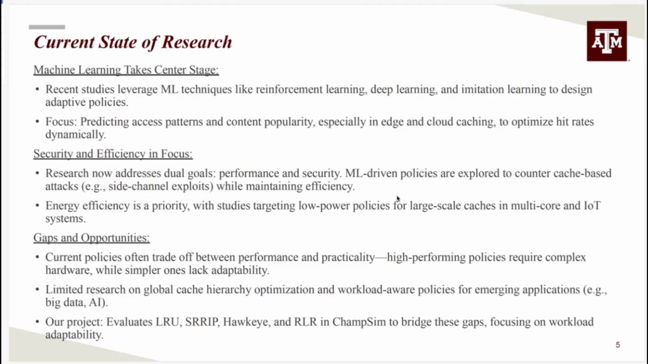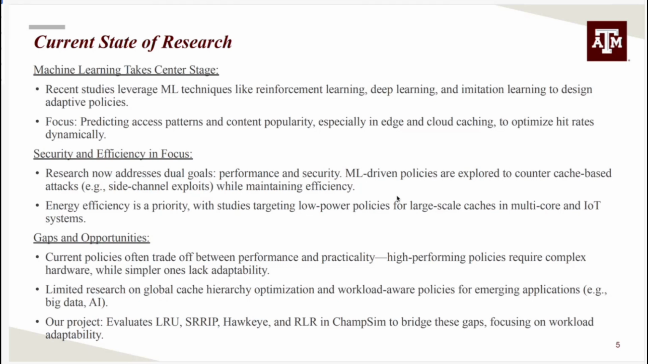But it is not just about performance anymore. Today's designs must also consider security and energy efficiency. For example, cache structures have become a target for side channel attacks, where an attacker infers secrets by observing cache behavior. Machine learning driven policies are being explored to mitigate these attacks by making access and eviction patterns less predictable without sacrificing performance. At the same time, energy efficiency is now a critical concern, especially for IoT devices, data centers, and multi-core systems with large shared caches. Researchers are developing machine learning-based policies that are not just accurate but also lightweight enough to be viable in low-power environments.